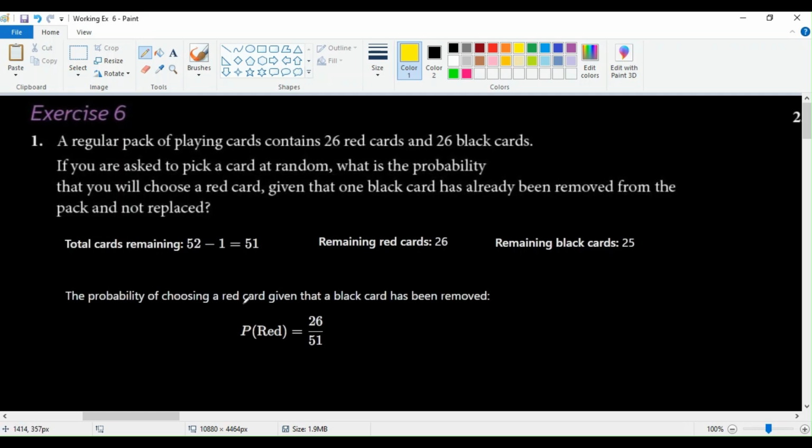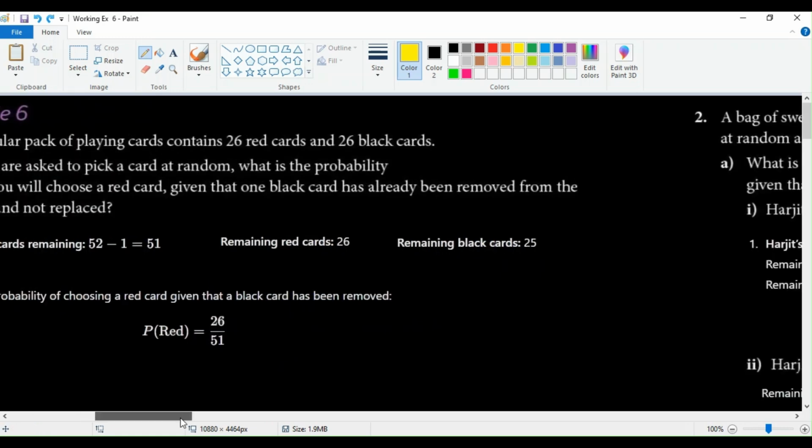That means out of 52 cards, one is taken out. So remaining are 51. Now remaining red cards are 26 and remaining black cards are 25. So altogether they become 51. So the probability of choosing a red card given that a black card has been removed is going to be 26 out of 51, because there are 26 red cards.